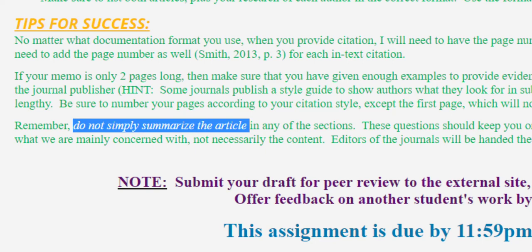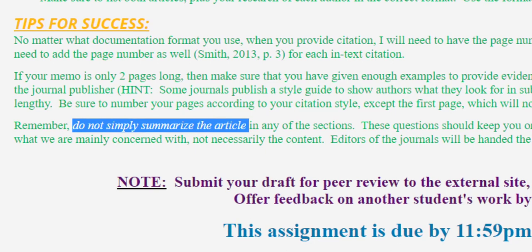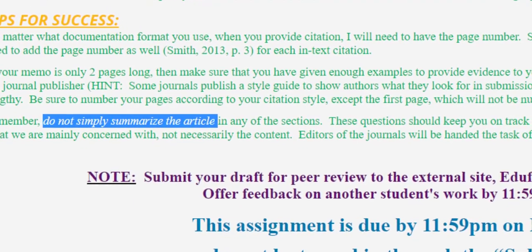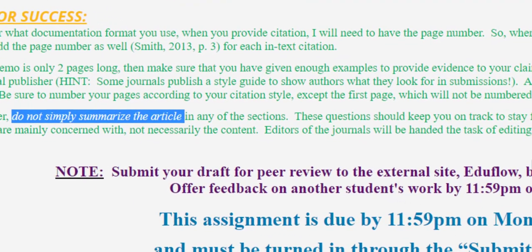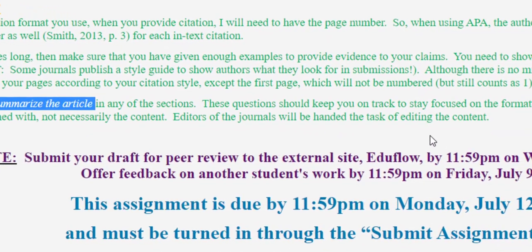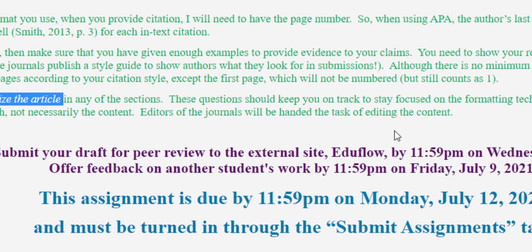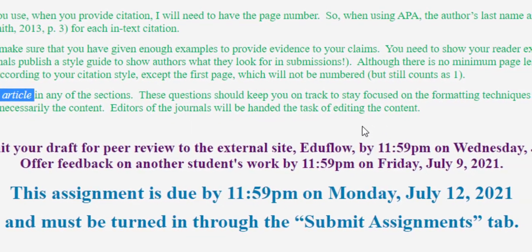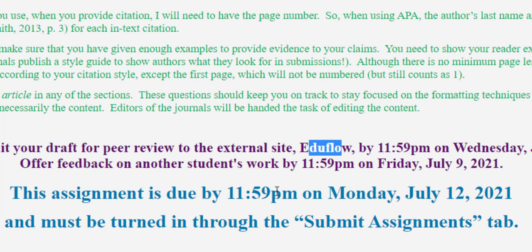So use these questions to keep you on track, to stay focused, to keep your formatting right. And again, this is probably the hardest project we'll do, just because it's confusing with the multiple different angles you're looking at here. Just make sure, again, that you're not focusing on the articles, you're focusing on the formatting of the articles.